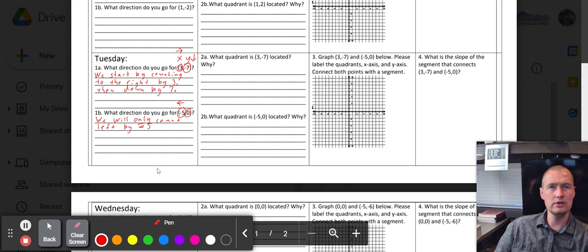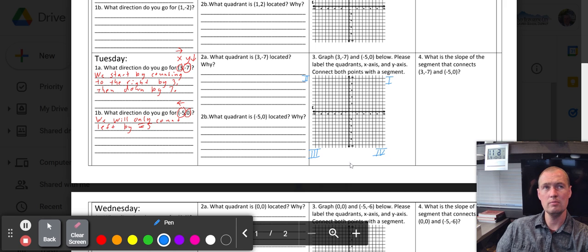So just a quadrant review. Quadrant 1 is in the top right. Quadrant 2 is in the top left. Quadrant 3 is in the bottom left. And last but not least, quadrant 4 is in the bottom right. So now if we are going to the right by 3 and down by 7, let's see. Right 3, down by 7. It looks like we're going to end up in quadrant 4.